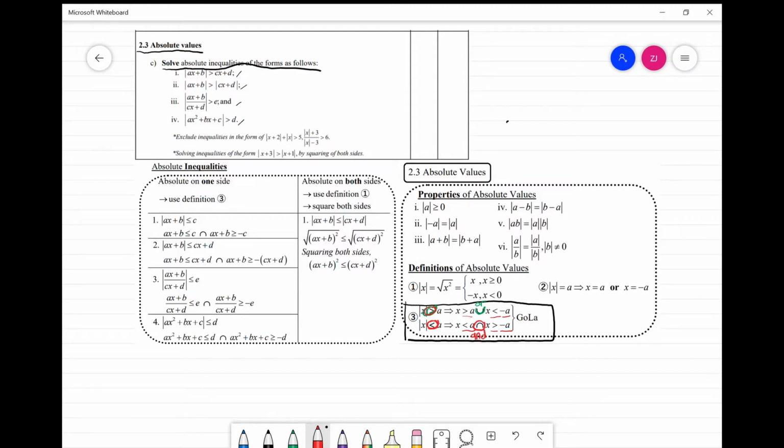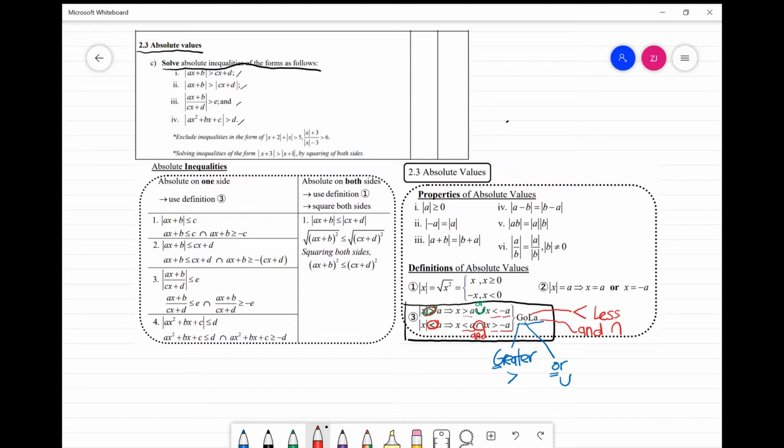So now, how to memorize this definition? As you can see here, we have this GOLA. G stands for greater. If we have the greater than sign, we are going to use or. So G stands for greater and O stands for or, which means we are going to use union. And when we have the less than sign, L stands for less and A stands for the word and, so we are going to have intersection. So we have GOLA: greater or, less than and.